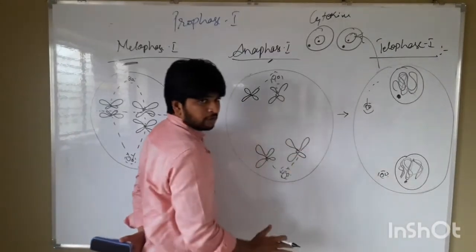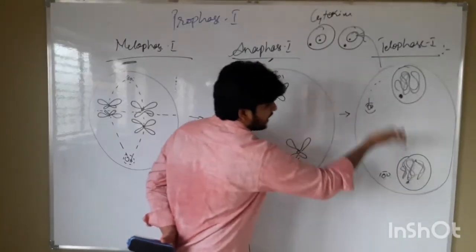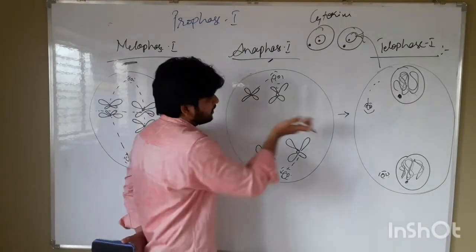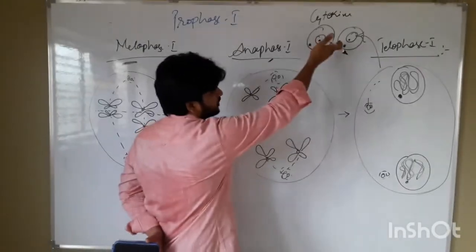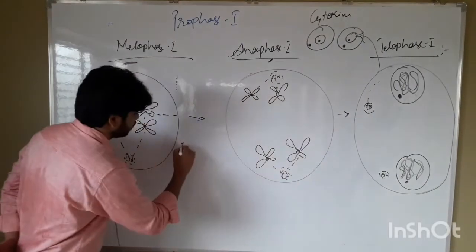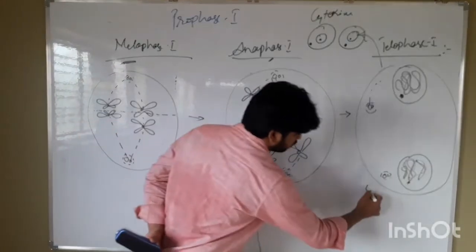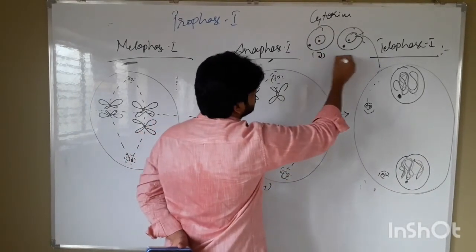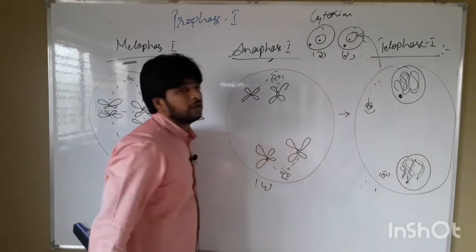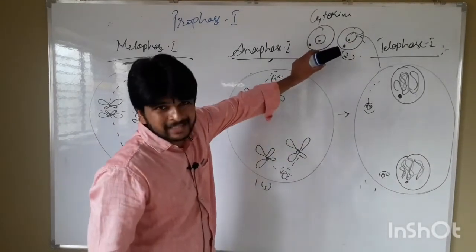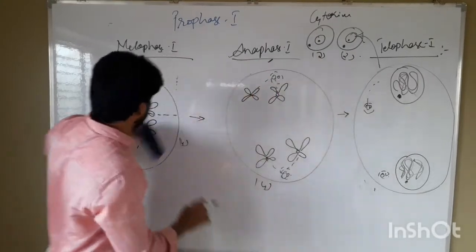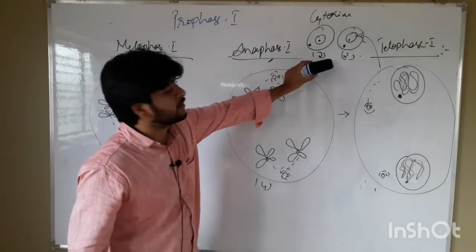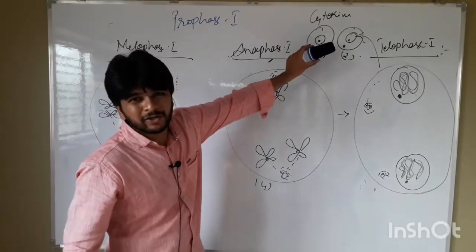But at the end of telophase 1, the chromosomes move to their opposite poles. They get reduced and move to opposite poles. After cytokinesis takes place, here the chromosome number is 4, here also 4. But after cytokinesis, here the chromosome number is 2, and here also 2. Now the newly formed 2 daughter cells have half of the chromosomes compared to the parent cell. Hence, they are called haploid daughter cells.